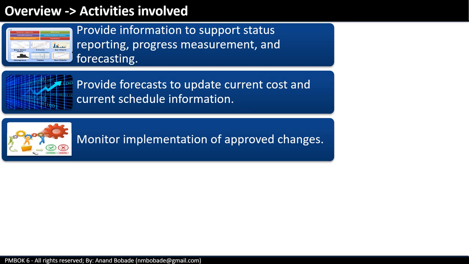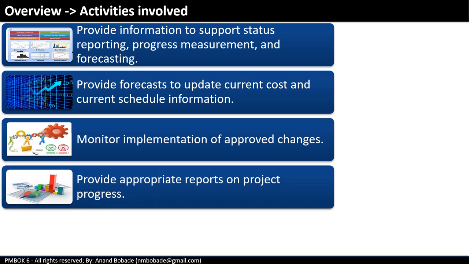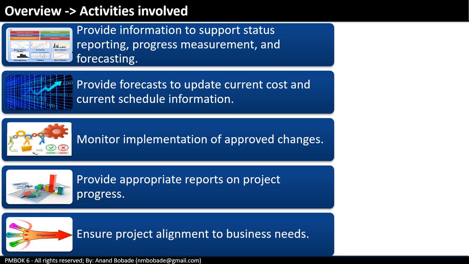Monitoring implementation of approved changes. Now, getting approved changes is one thing, but once the changes are approved, we as project managers need to ensure that those approved changes get implemented. Providing appropriate reporting on the project progress and status to maybe the project management office, your steering committee, or if a project is a part of a program, then to the program management office. Also, you need to ensure project alignment to the business need and strategic objectives of an organization.